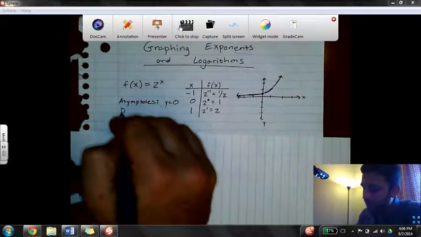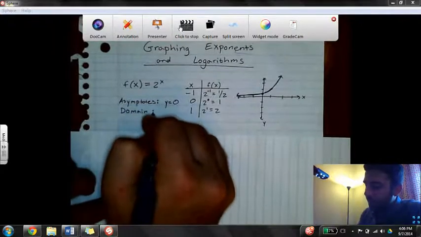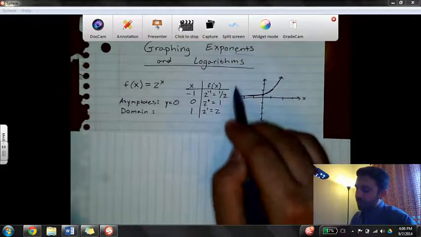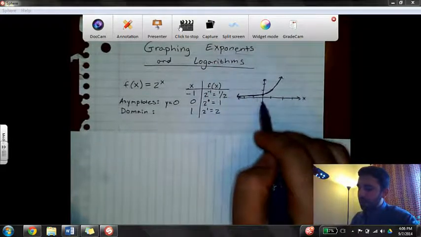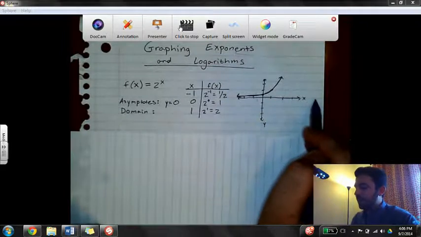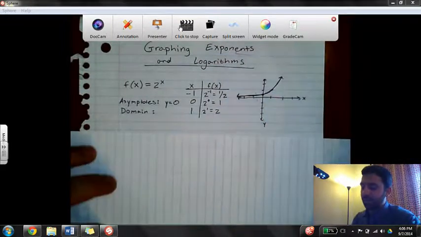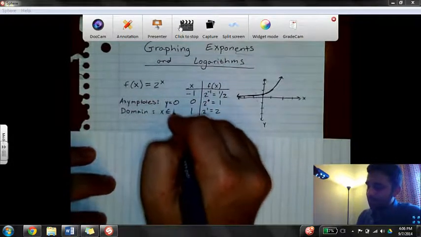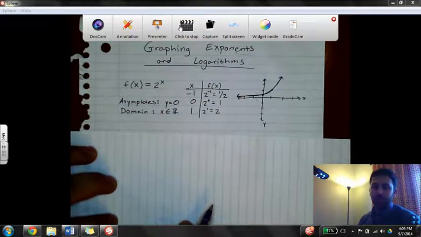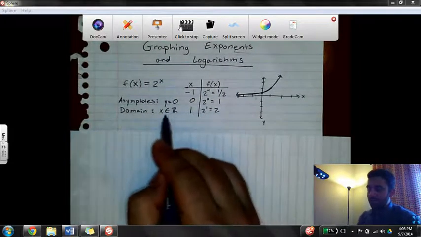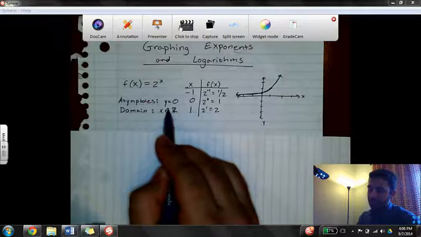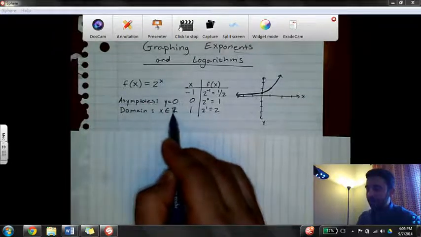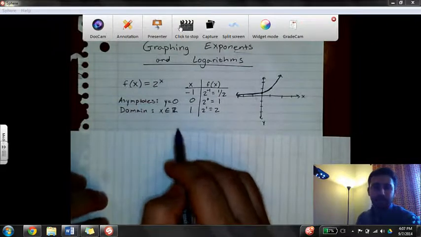The domain of our function: if we look at the negative x values, our function will hit all of our negative x values, and then we look at our positive x values and it will hit all of our positive. So our domain is x is an element of all real numbers. You should remember these symbols from a previous course. This E looking symbol represents element, and this R looking symbol represents all real numbers.